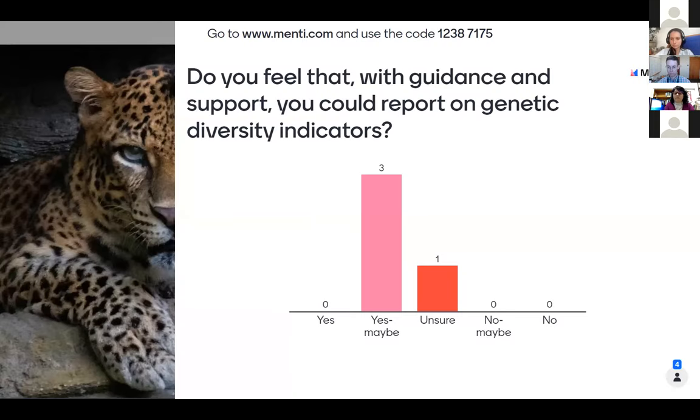Thank you, Andrea. So before we close the meeting, we have a quick poll that we're asking you, now that you've heard how these indicators work and have seen examples of how they can be used. If you can just go to menti.com, using the link we just put in the chat, and let us know: do you feel that with guidance and support you can report on genetic diversity indicators? Again, go to menti.com and enter the code 12387175. We're starting to see some pretty positive answers come up. That's great.